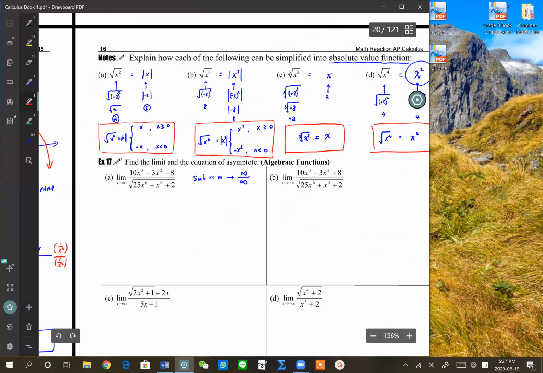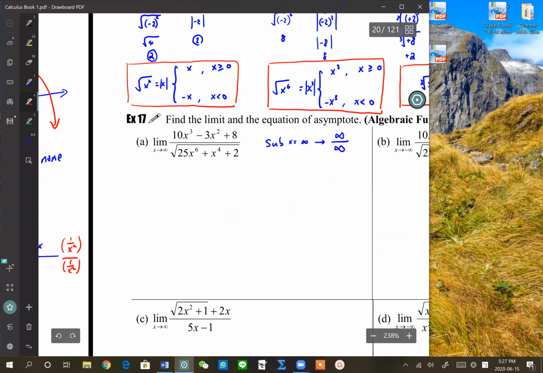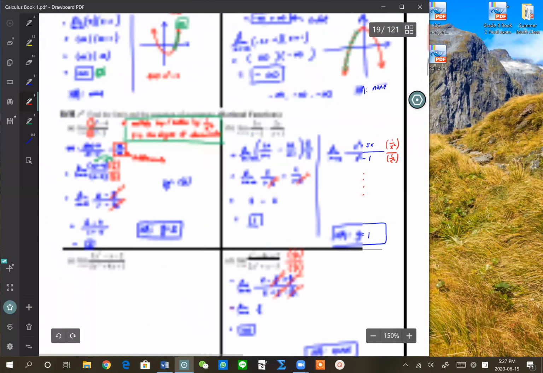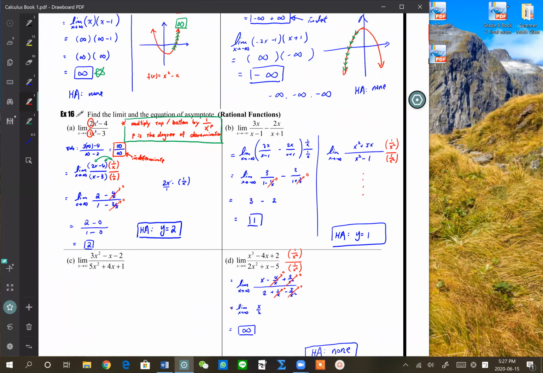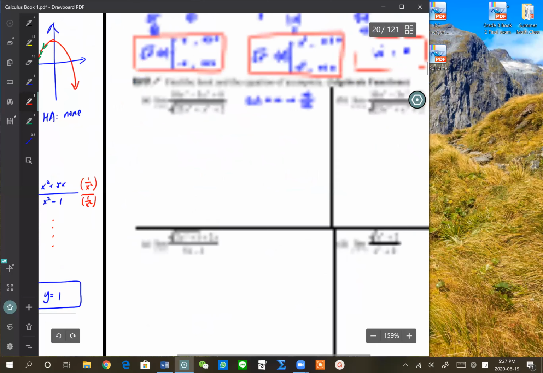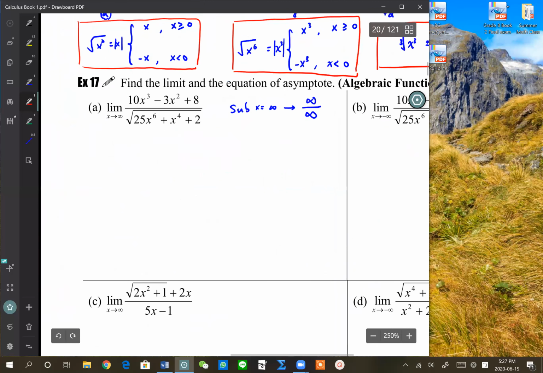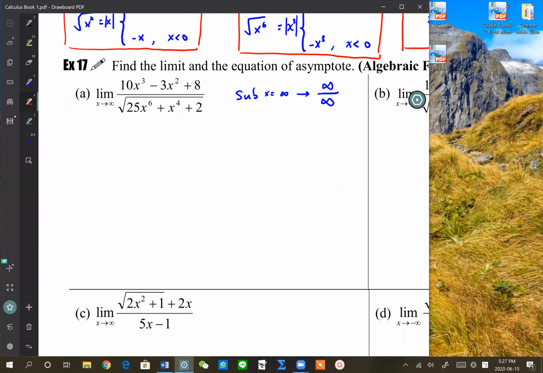Because this question 17 is a fraction, right? So we have to borrow the idea from the previous question, last class. We need to multiply top and bottom by 1 over x to the p, and p is the degree of denominator. Okay, we are still using that for anything that is rational, except this time the rational has square root inside. So what's the degree of denominator for this one?